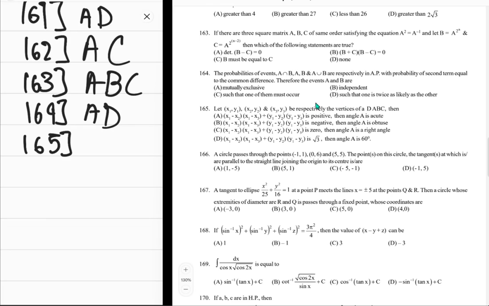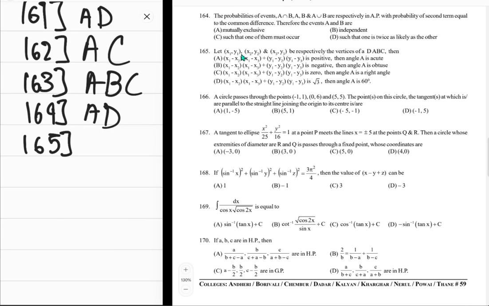Let (x1, y1), (x2, y2), (x3, y3) be respectively the vertices of a triangle. Okay, why do we take D here? Okay, triangle ABC. These are the vertices of a triangle. If (x1 minus x2) into (x1 minus x3) plus (y1 minus y2) into (y1 minus y3) is positive, then angle A is acute.